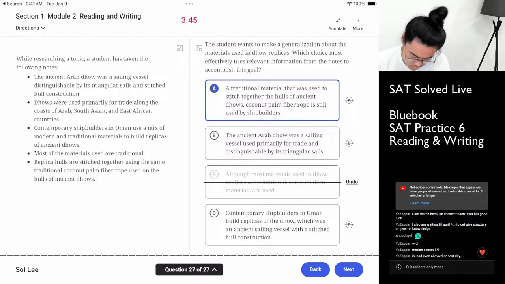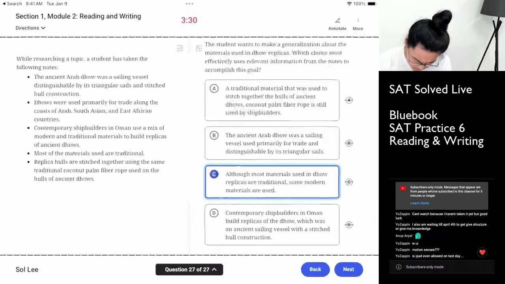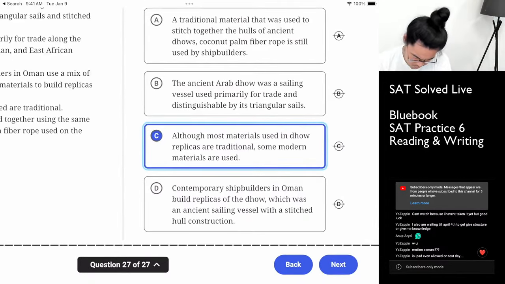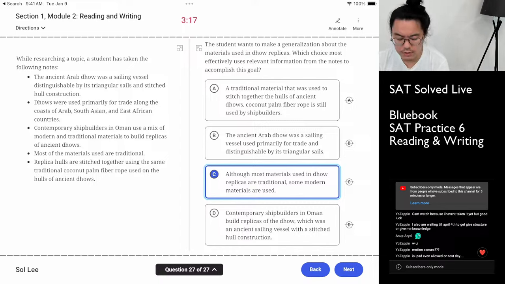Yeah, I mean, this is the focus. It doesn't make a particular generalization about the materials, about the material itself. It's a little annoying that it says materials, but A only talks about one. I guess it has to be C, because this is the generalization about the materials.